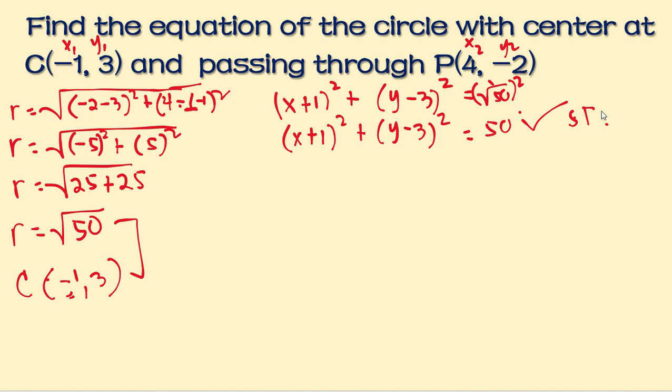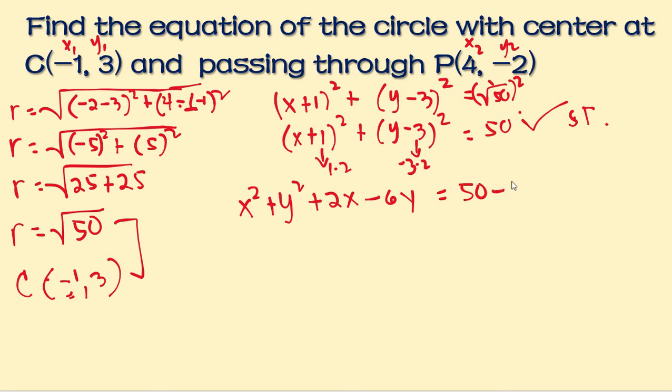So, what if kukunin naman natin ang general form? Di ba yung tinuro ko sa'yo, automatic, x squared plus y squared. Tapos ito, di ba, ito times natin sa 2. So, plus 2x. Lalagyan natin ng x. Kasi ito, times din natin sa 2, negative 3 times 2, so minus 6y equals 50.